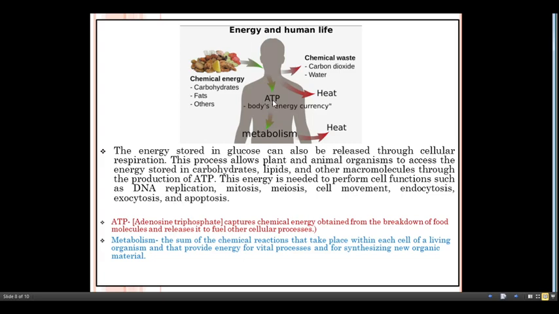Now, what about this ATP? ATP stands for adenosine triphosphate. It captures chemical energy obtained from the breakdown of food molecules and releases it to fuel other cellular processes. What about metabolism? It is the sum of the chemical reactions that take place within each cell of a living organism and that provide energy for vital processes and for synthesizing new organic material.